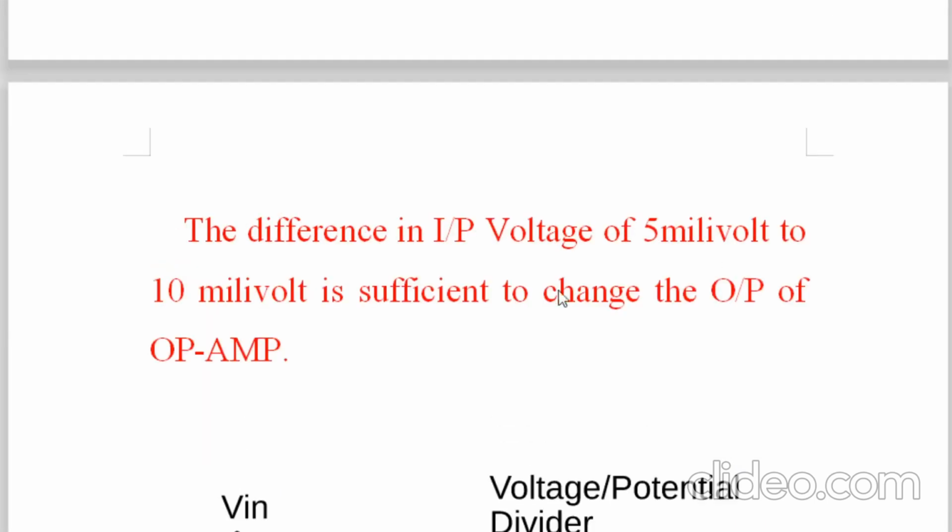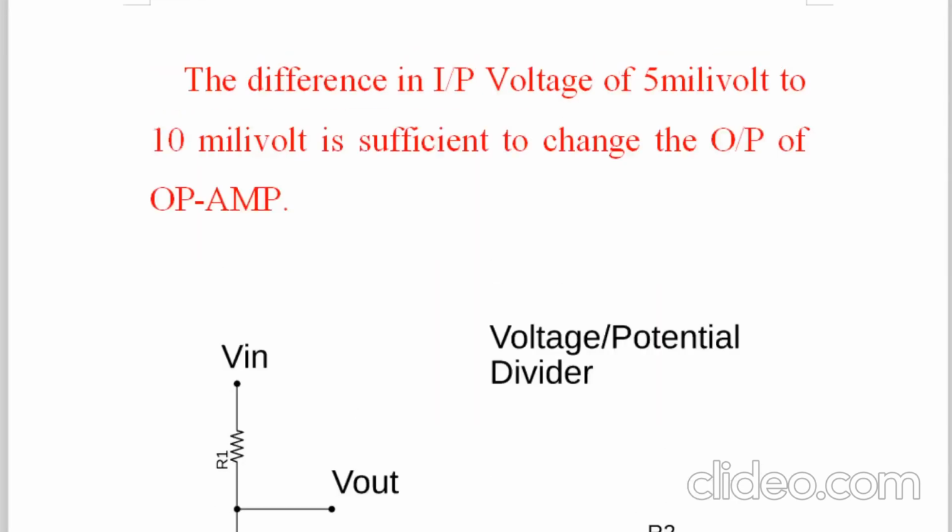Once again, it is written that a difference in the input voltage of 5 millivolt to 10 millivolt is sufficient to change the output voltage of the op-amp. This means a difference between V1 and V2 of only 5 to 10 millivolt is sufficient. Depending on the number of the op-amp, there are various ICs.